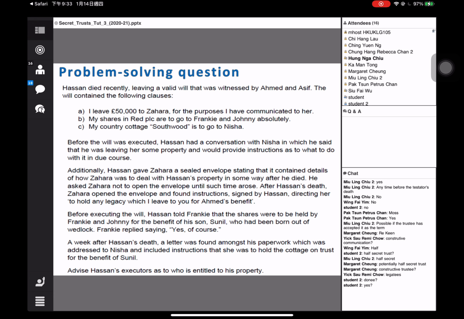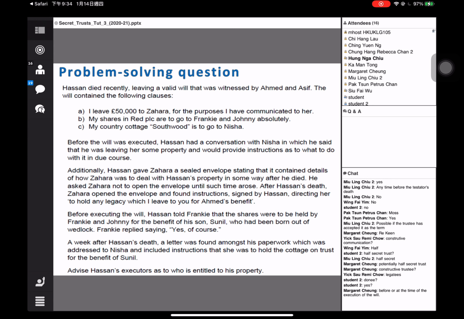Communication. This is where you do need to demonstrate, and certainly you need to know, the difference in the rules depending on whether you're talking about a fully secret trust or a half-secret trust. Now, Hassan seems to be creating a half-secret trust, and so he has to communicate his intention to do so, and the terms of this secret trust, to Zahara. At what point? When does he have to communicate this? What's the relevant timing here?